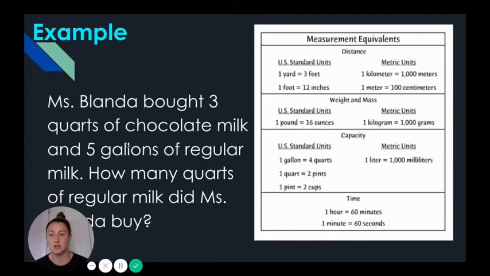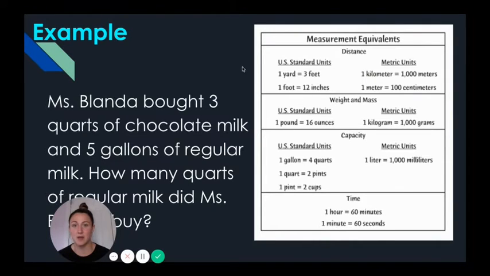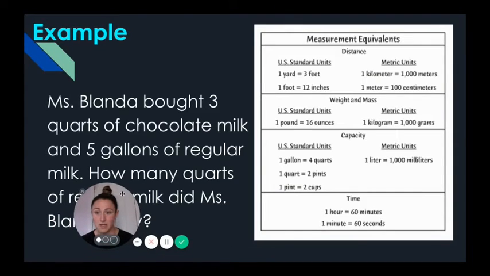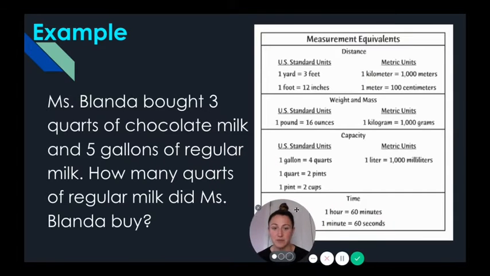So let's take a look here at this question that we're going to discuss in today's math. We have here that Ms. Blanda bought 3 quarts of chocolate milk and 5 gallons of regular milk. How many quarts of regular milk did Ms. Blanda buy? Now, when I look at a word problem like this, I notice that there are 2 different types of measurements being used. And when we're dealing with measurement, we need to keep it to the same type of measurement in order to measure accurately.